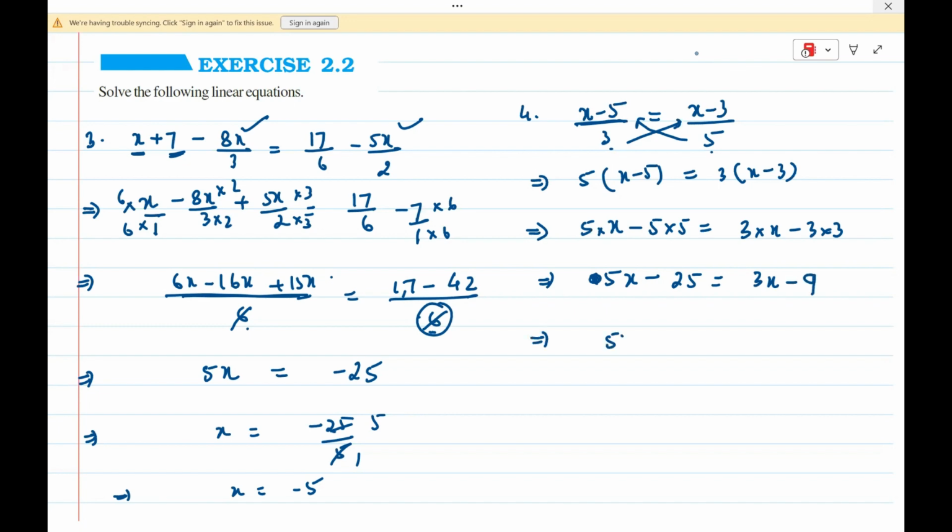Now separate the variable. So 5x, 3x, minus 9 plus 25. 5x minus 3x is 2x. And here 25 minus 9 is 16. So x is nothing but 16 by 2, which means x is 8.